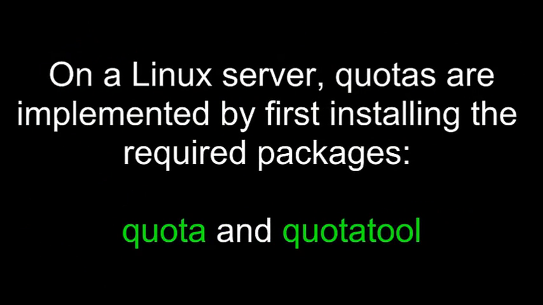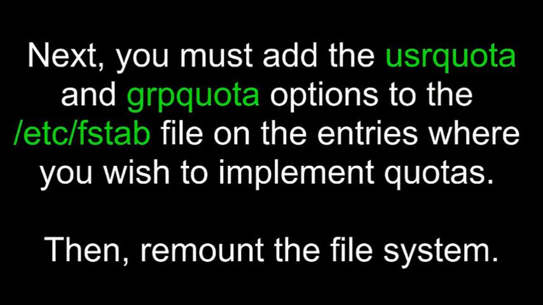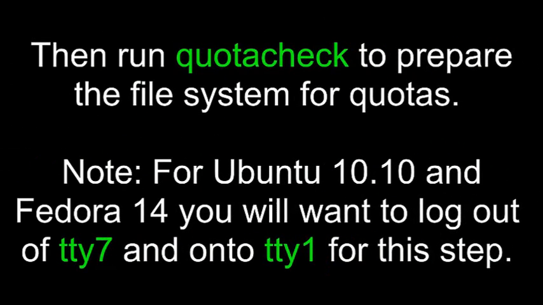On a Linux server, quotas are implemented by first installing the required packages, quota and quotatool. Next, you must add the user quota and group quota options to the /etc/fstab file on the entries where you wish to implement quotas. Then, remount the file system. Next, create the necessary files, quota.user and quota.group, in root. Then run a quota check to prepare the file system for quotas.